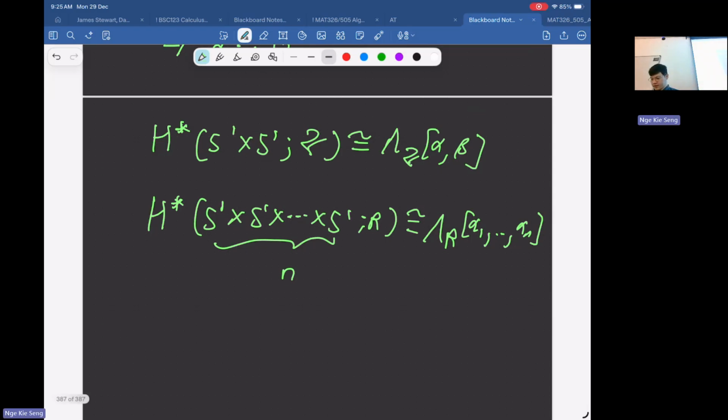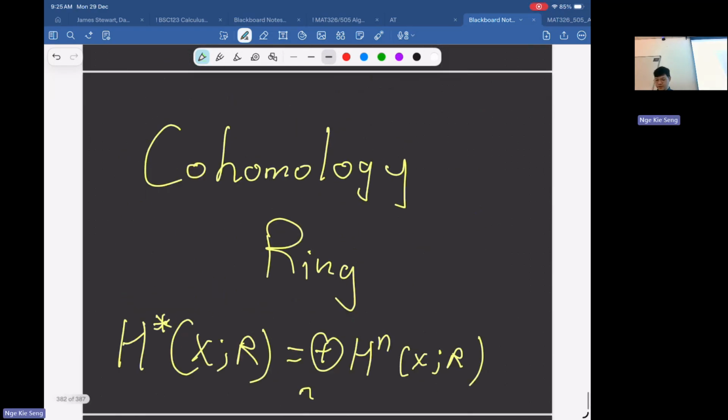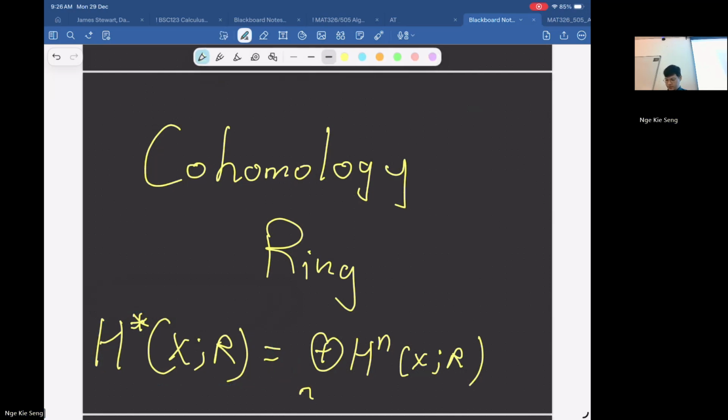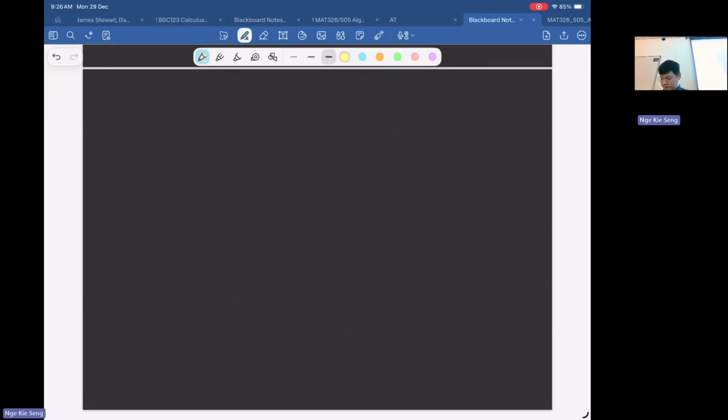Before that, do you still remember what the ring structure is for this homology? What's the multiplication here? The cup product. Okay, so we take a cup product. So let's do one example on the torus. Again, we'll use the CW structure.